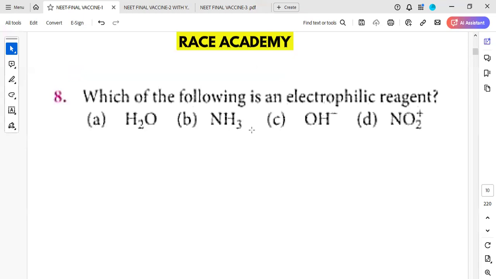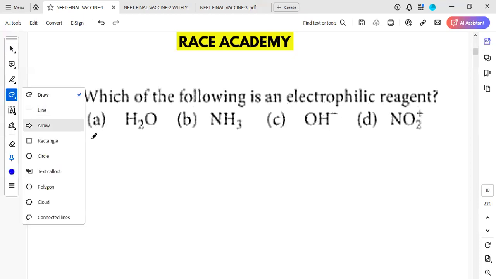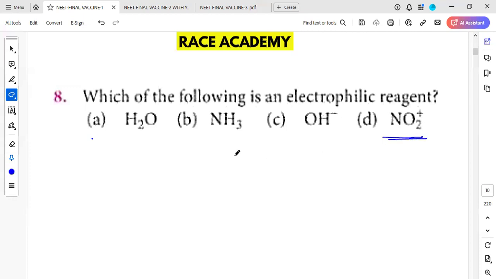Whereas the 8th question: which of the following is an electrophilic reagent? You see 4 options we have. A is water, B is NH3, C is OH minus, and D is NO2 plus. On seeing this, you come to know that NO2 plus is an electron deficient species, and definitely it acts as an electrophile. So option D is the right answer for this question.